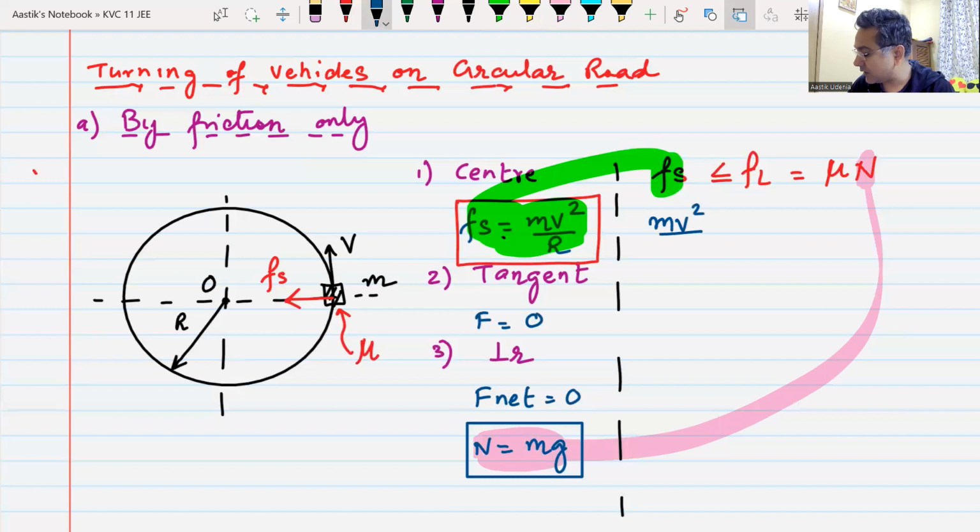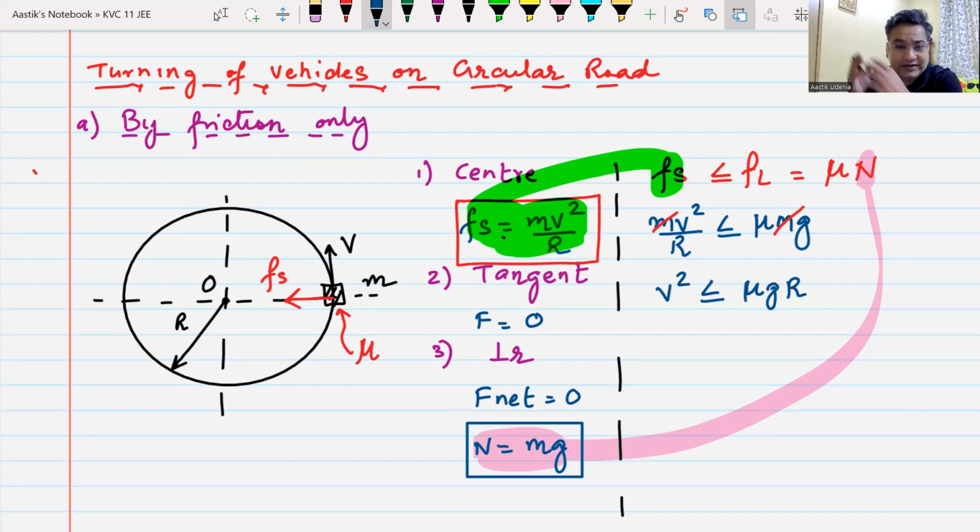mv square by r will be less than or equal to mu mg. m and m goes away. So I have this equation: v square should be less than or equal to mu into g into r. It should always be less than a particular value.